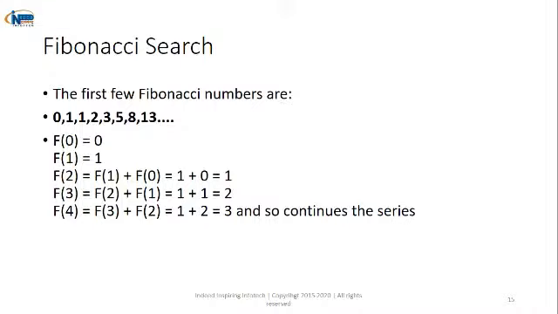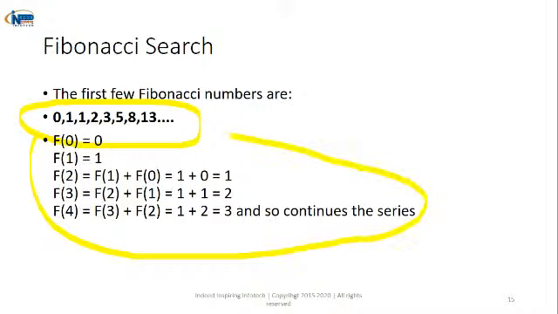First, let me take you to what exactly Fibonacci is. Here you can see the numbers: 0, 1, 1, 2, 3, 5, 8. So what kind of relation is there in these numbers? The relation is explained below.